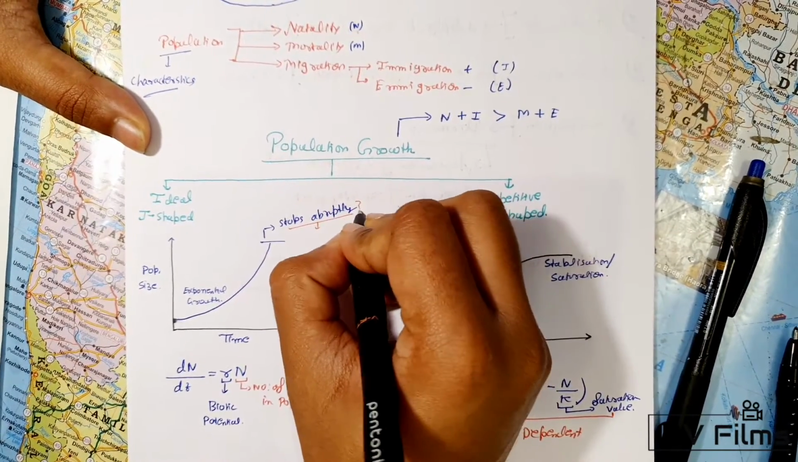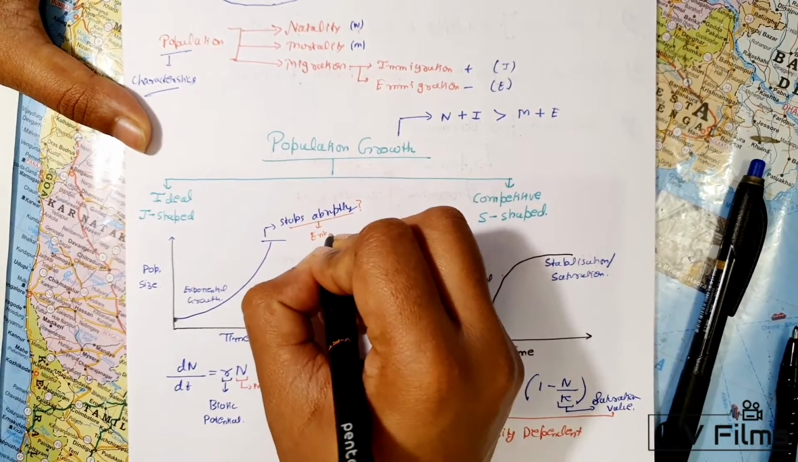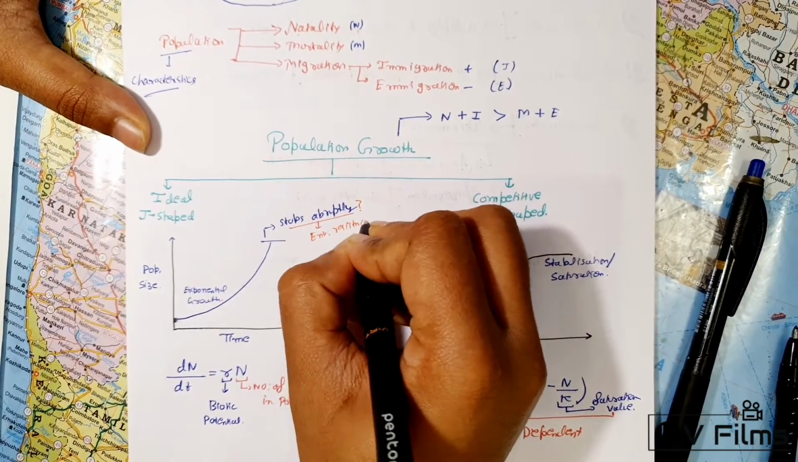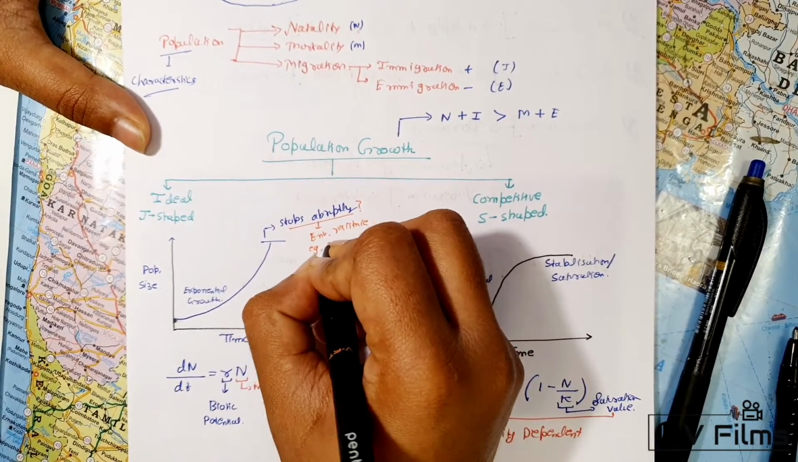And so why did it stop? Because of environment resistance. Example, seasonality.